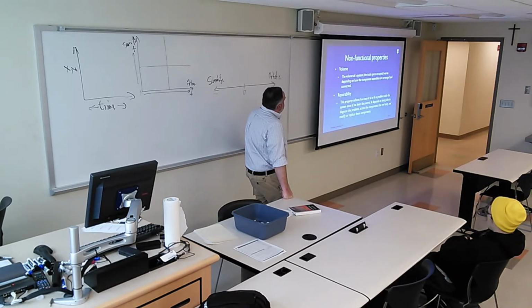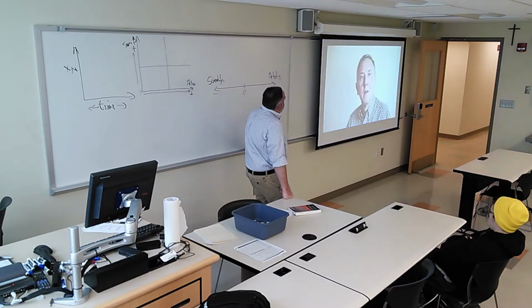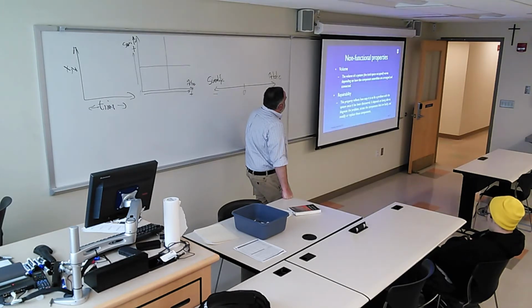Here's an example of non-functional properties. The volume of a system depends on how we assemble it. We can assemble it in different ways and it'll take up a different amount of space. The repairability of the system is how easy it is to repair a system when things go wrong, and that depends on accessibility of components. How easy is it to find a bit of software sometimes? Sometimes we have great difficulty in actually locating where the software is in our computer. It depends on whether or not we have the right tools to carry out the repair.